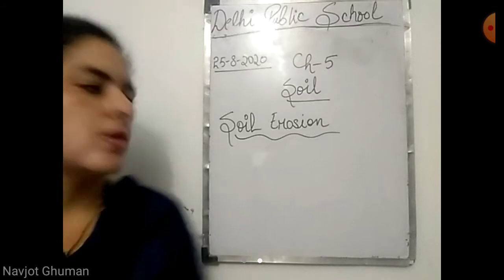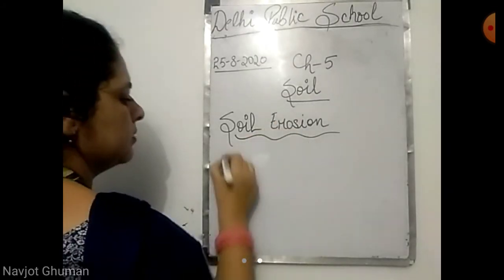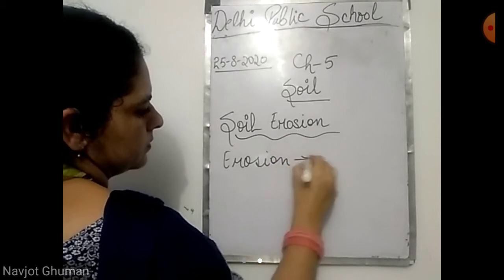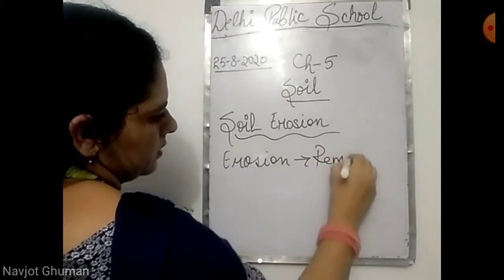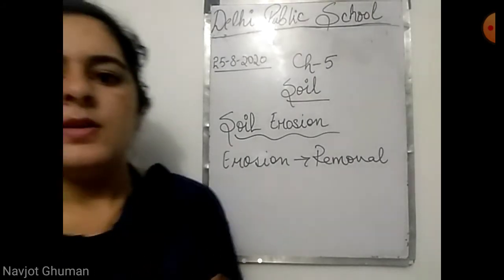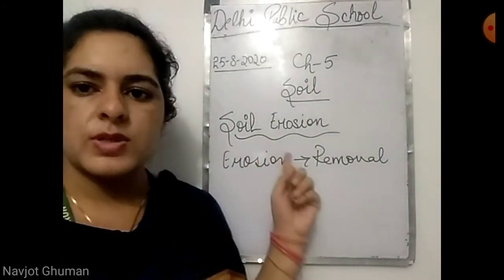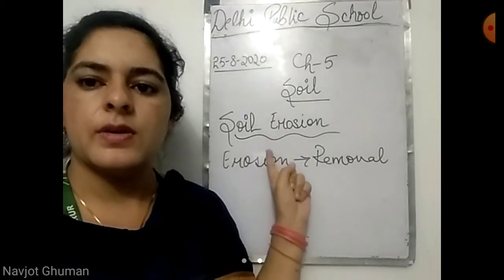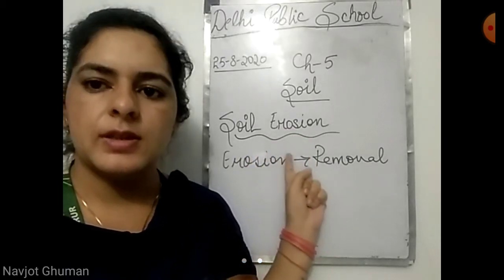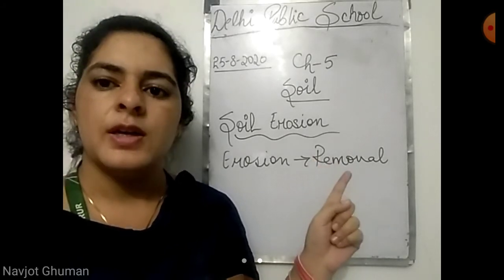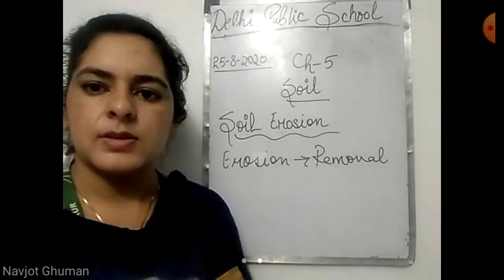Now, what is soil erosion? Erosion means removal. So what is soil erosion? Soil is the uppermost layer of the earth. Removal of the uppermost layer of the earth by the action of strong winds and rainfall is called soil erosion.